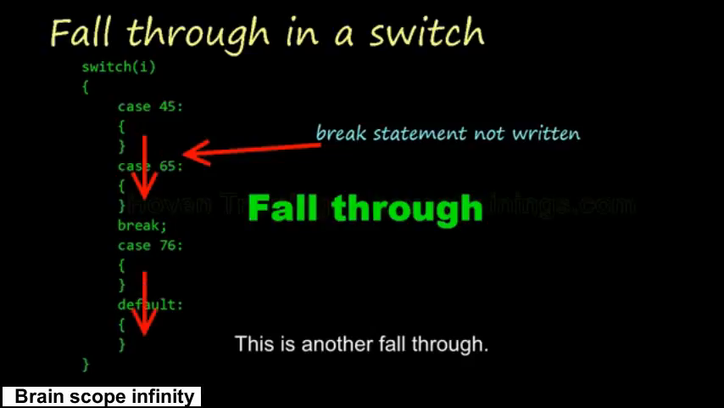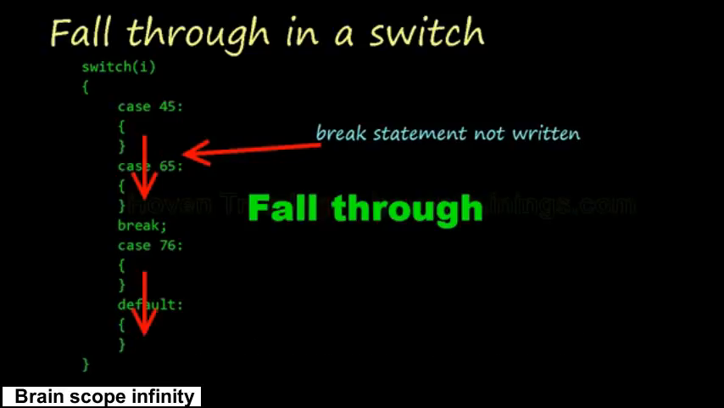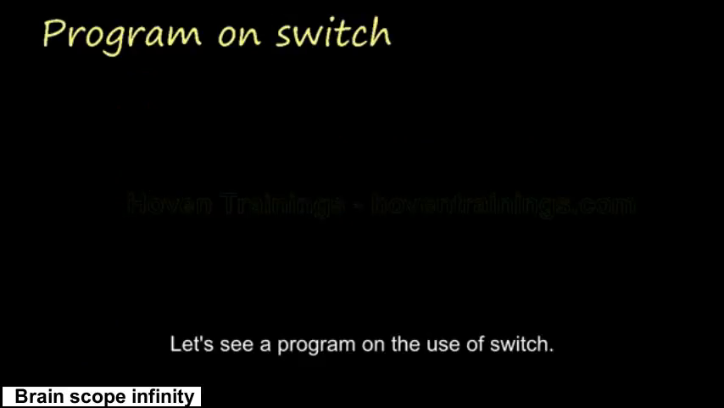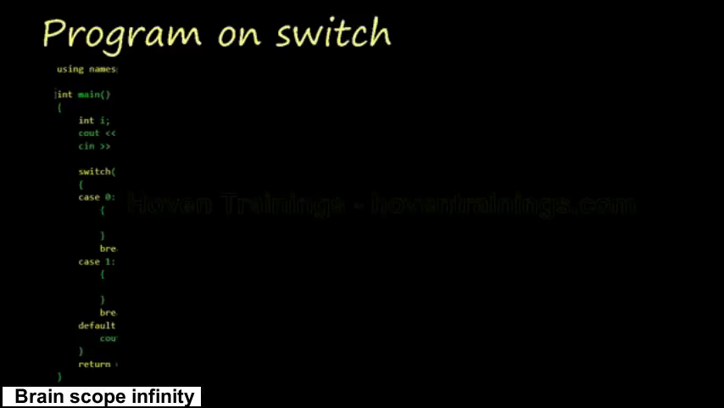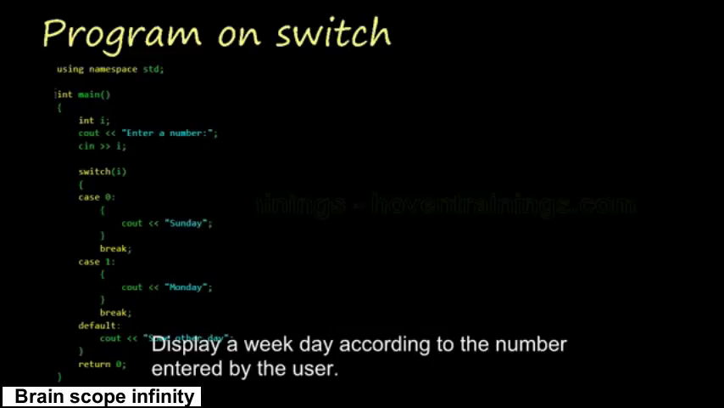This is another fall through. If I is 76, the control will fall through to the default label. Let's see a program on the use of switch. Take an input from the user. Display a weekday according to the number entered by the user.